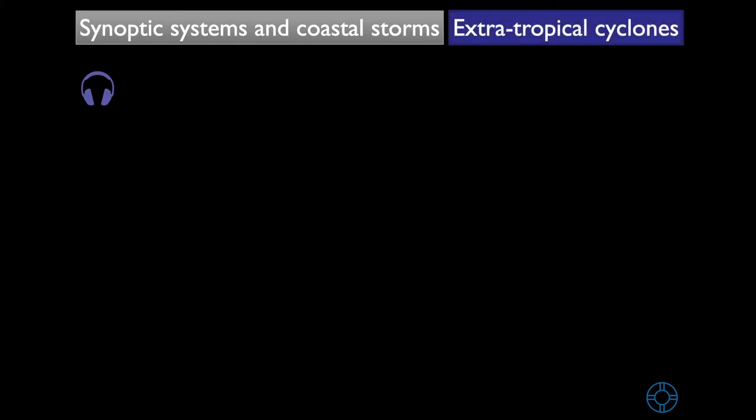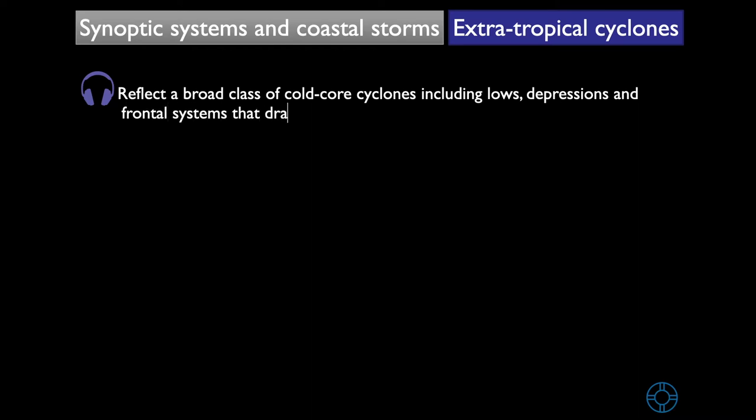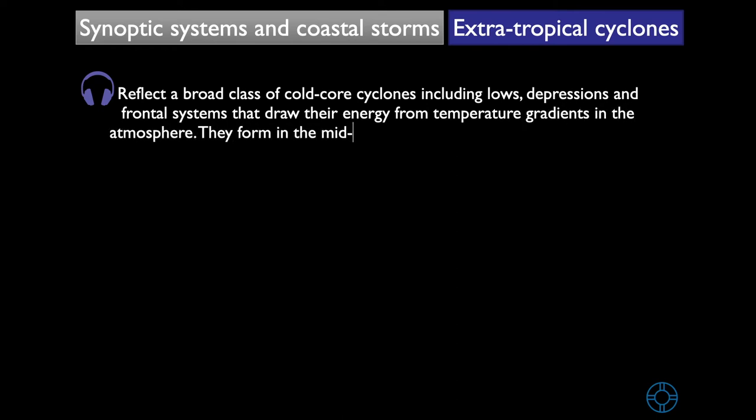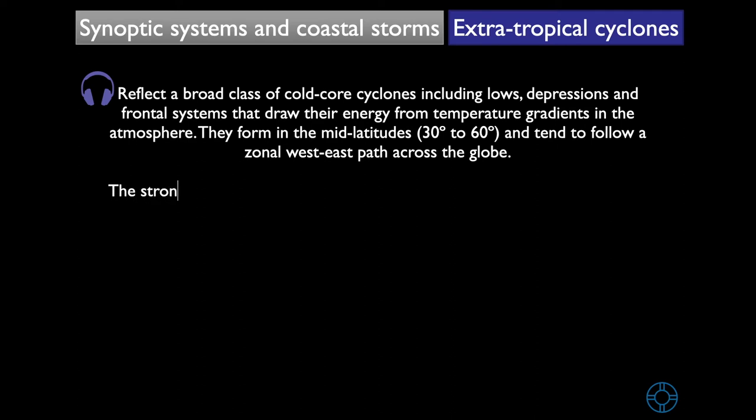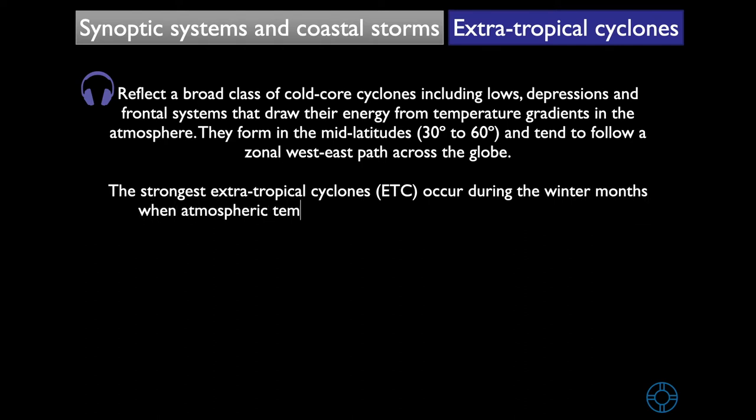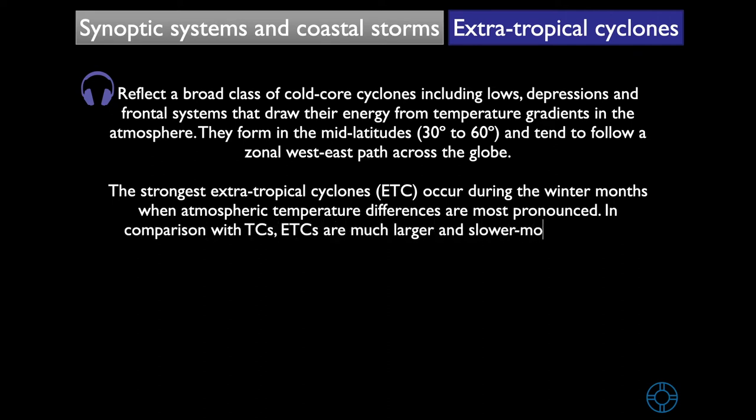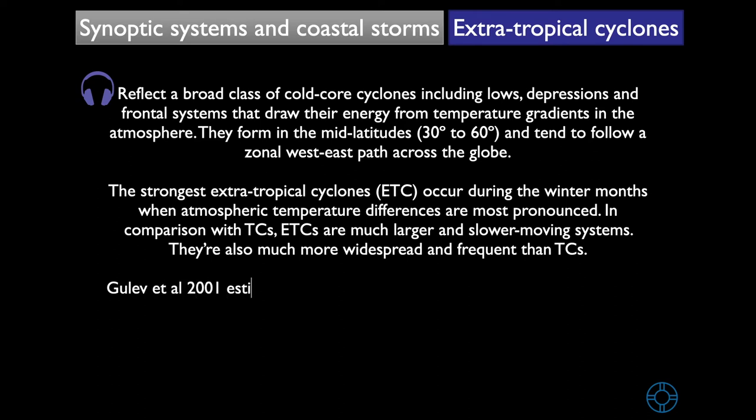The term extratropical cyclones reflects a broad class of cold core cyclones, including lows, depressions, and frontal systems that draw their energy from temperature gradients in the atmosphere. They form in the mid-latitudes and tend to follow a zonal west-east path across the globe. The strongest extratropical cyclones occur during the winter months when atmospheric temperature differences are pronounced. In comparison with tropical cyclones, the extratropical cyclones are much larger and slower moving systems. They are also much more widespread and frequent than tropical cyclones.